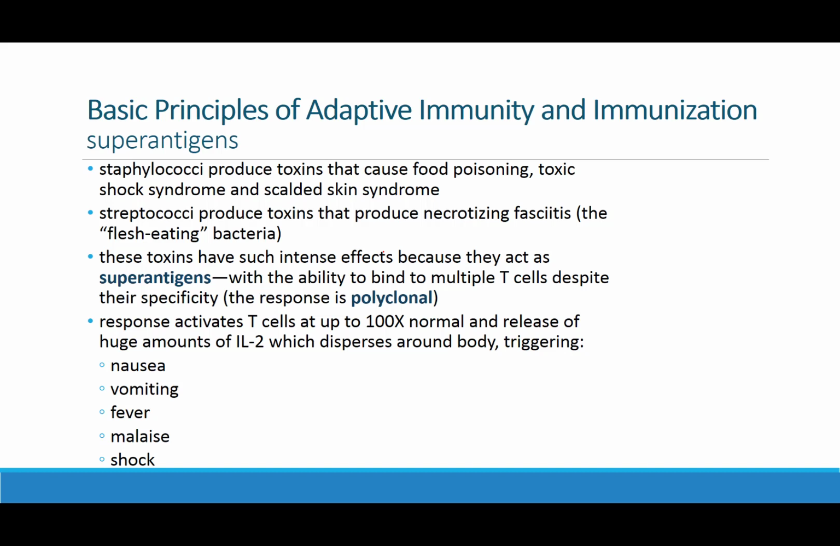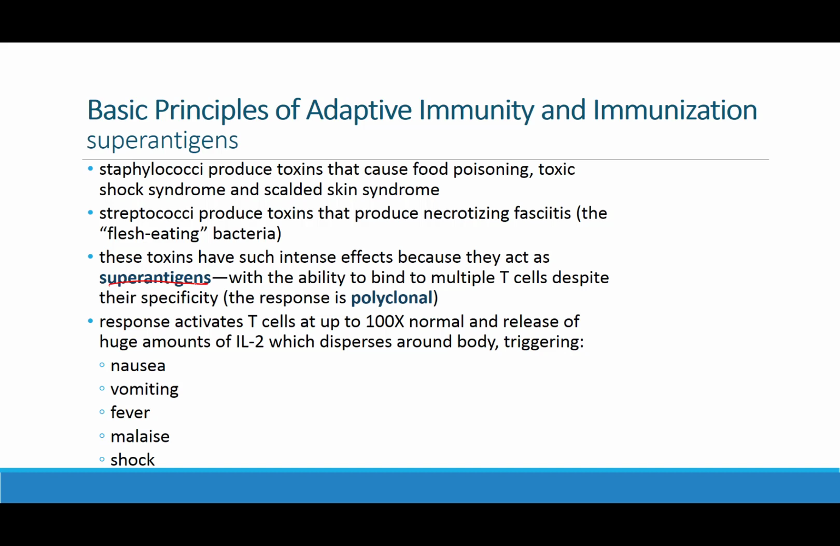These toxins have really intense effects because they act as what's known as a superantigen. Superantigens have the ability to bind to multiple T cells, despite their specificity. They don't just activate one or a small number of T cells; they activate a huge number of T cells. This is referred to as a polyclonal response, because multiple T cells within this army that we make respond to these superantigens.